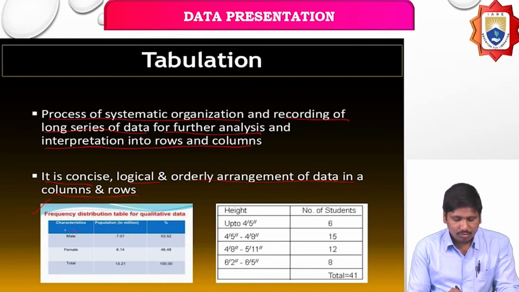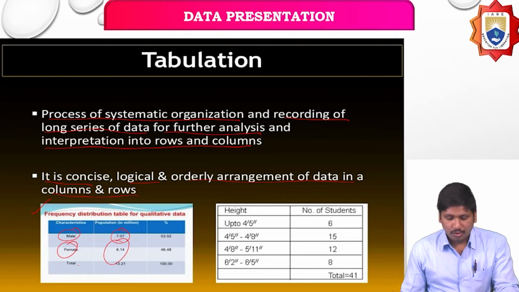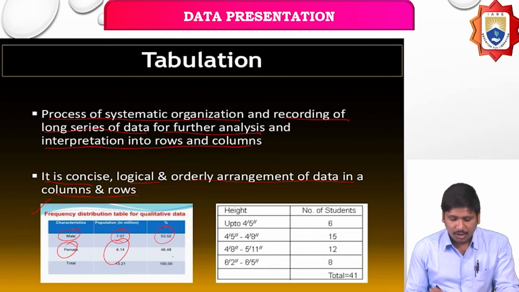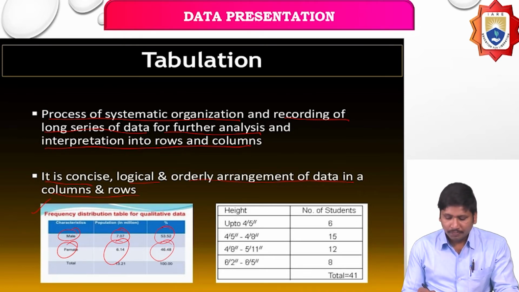Characteristic means male and then female, and population means how much population. The male population is 7.7 million, and the female will be 6.14. The percentage of the male is 53.52, and 46.48 will be the percentage of the female. Like this I can represent the data in the form of a table.